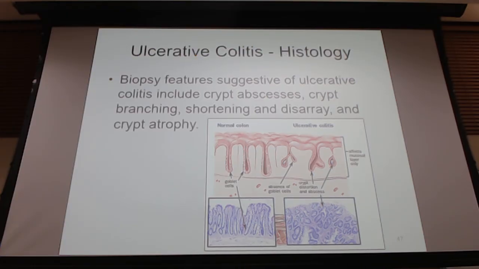They biopsy that, and we're going to see ulcerative colitis. We typically see crypt abscesses, crypt branching, shortening and disarray, crypt atrophy. All that's indicative of that image right there. Those are typically the things that we're going to see in ulcerative colitis.